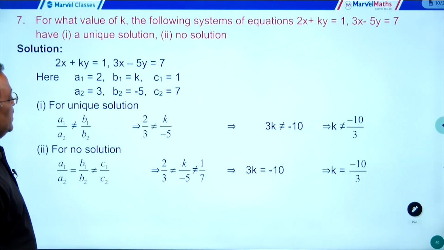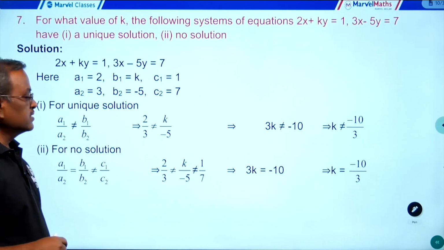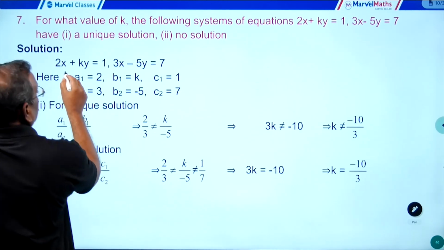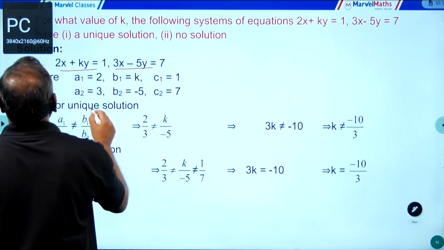Next, for what value of k does the following system of linear equations have a unique solution and no solution? Single problem but two different cases. Write the equation. The given equations are 2x plus ky equal to 1 and 3x minus 5y equal to 7.